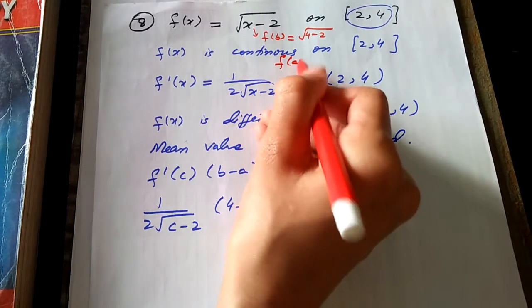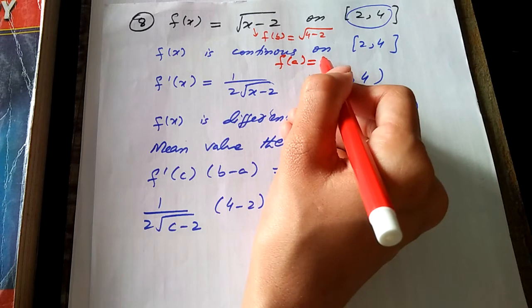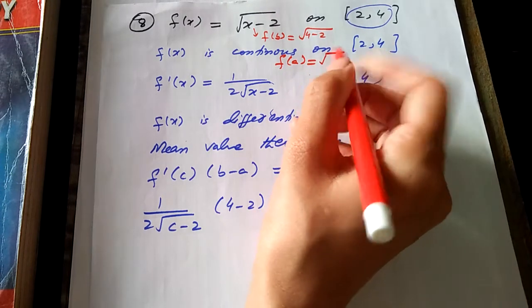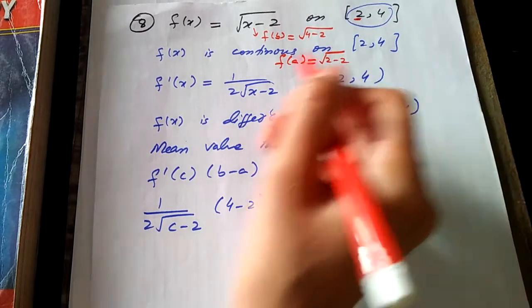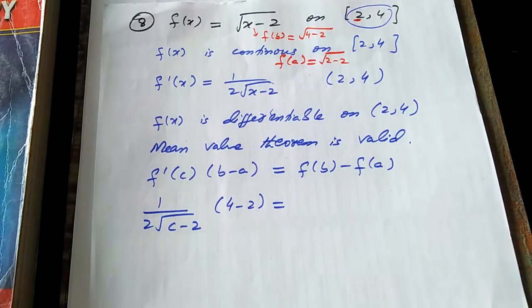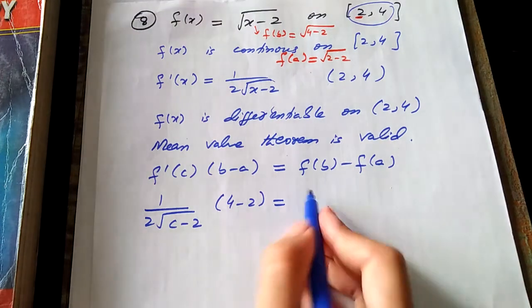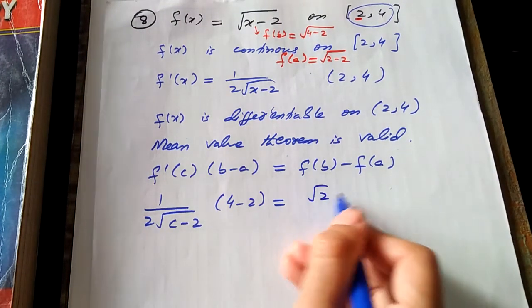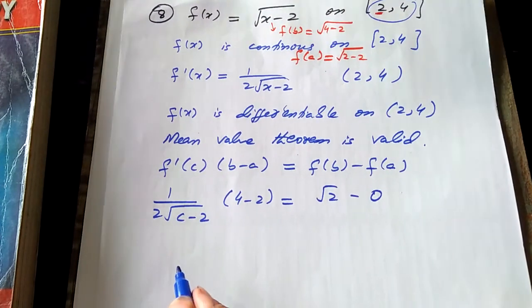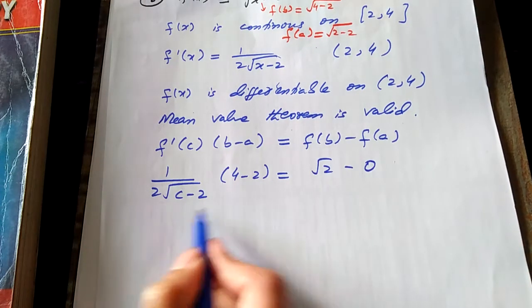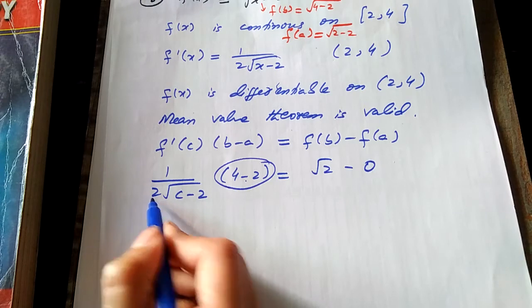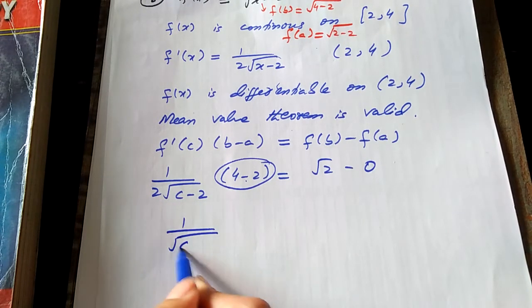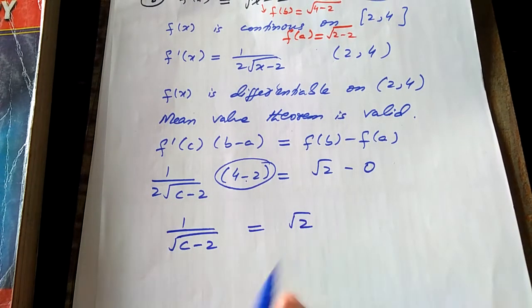And for f of a, a is 2. Use 2 in place of x, so 2 minus 2. So I'm directly using the values here. I got under root 2 minus 0. Now rearrange the values. From here we will get 2. That 2 will be cancelled with this 2. So I will be left with 1 over under root c minus 2 is equals to under root 2.